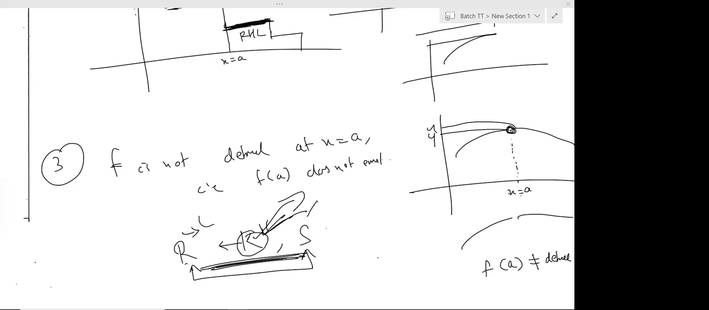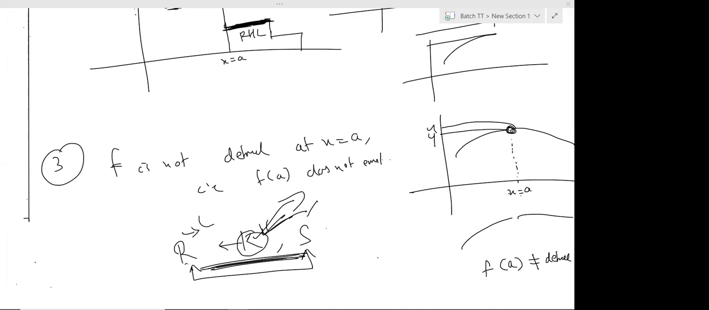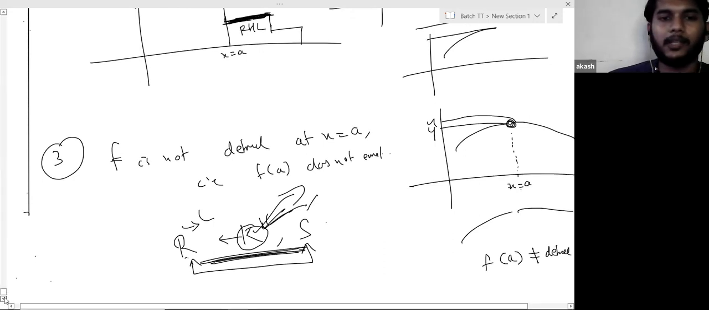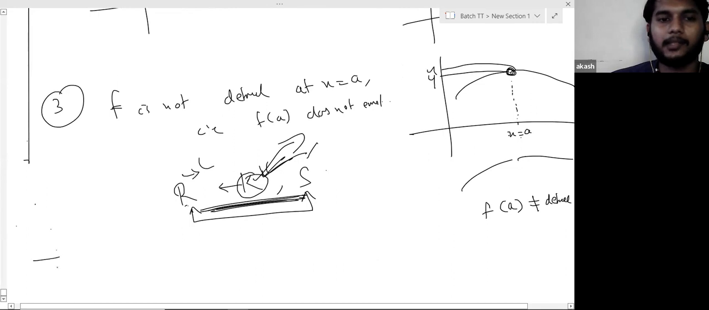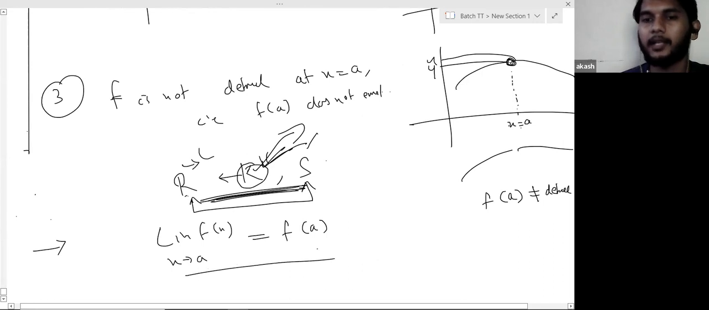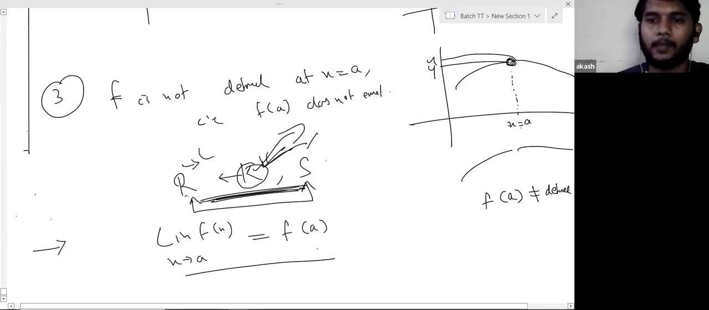Yes, sir. All right, Aman, Sahel, Zaid. Clear. All right, note it down. So these are the 3 conditions. In very simple terms, always find the limit of f of x as x tends to a, and this must be equal to f of a. If this condition is satisfied, then the function is continuous. If this is not satisfied, the function is not continuous. All right, this is clear. Note it down.